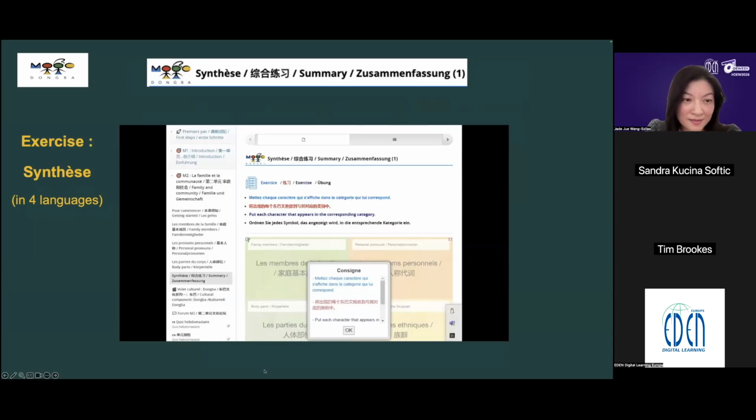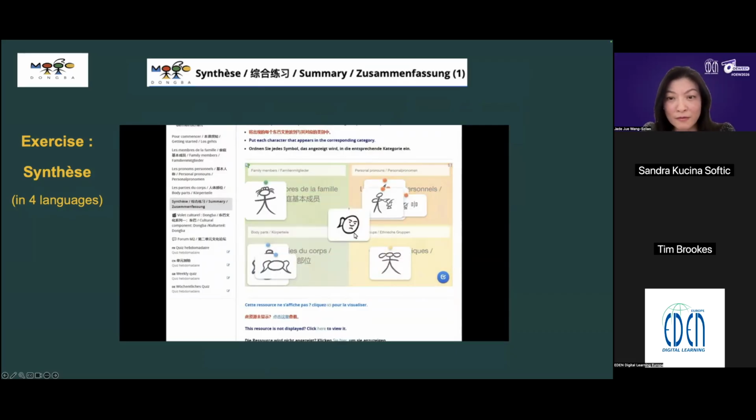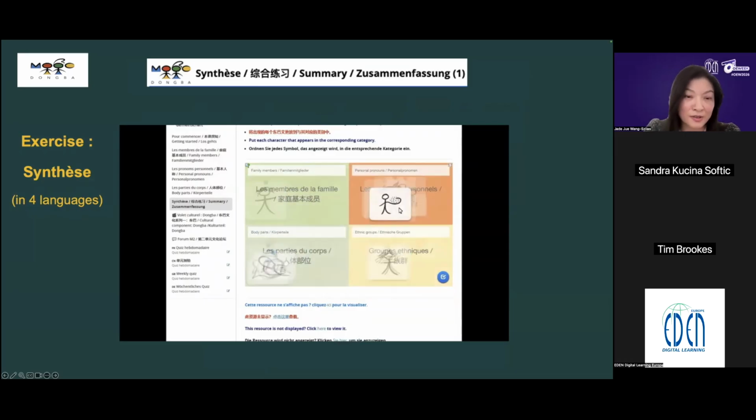And at last, when they finish all these 3 lessons with this kind of sequence, a summary exercise allows them to reinforce and consolidate the lesson content they have learned.